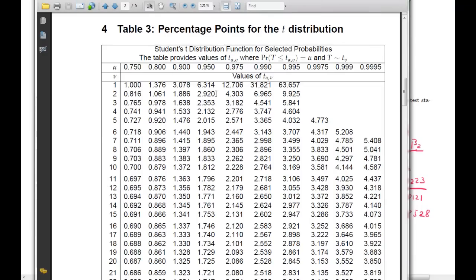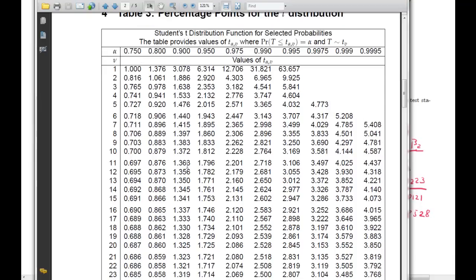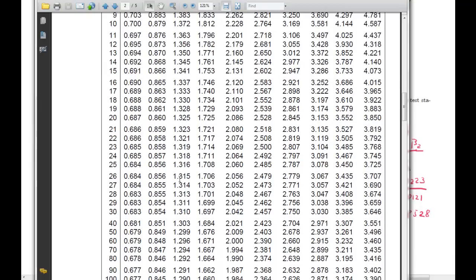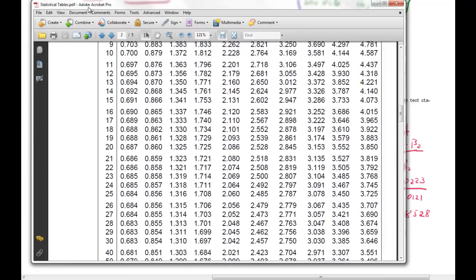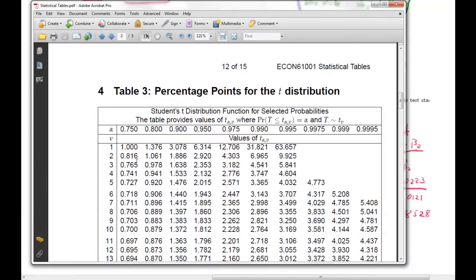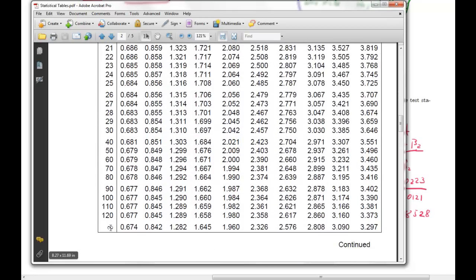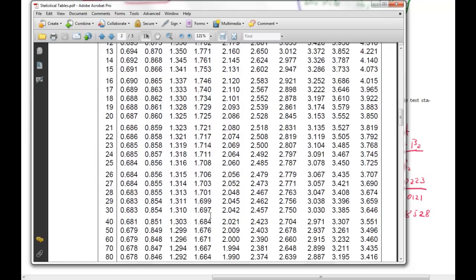Percentage points for the t distribution. How many degrees of freedom have we got? We have 526 observations minus 4. That's 522 observations. So in this table here, we have the degrees of freedom here. And so we have to go to 526. Well, that's the infinity column.